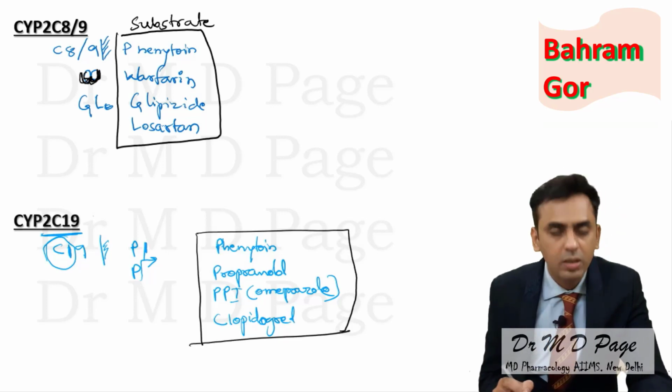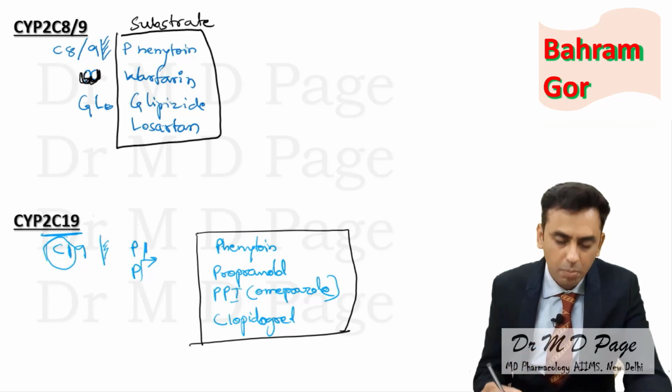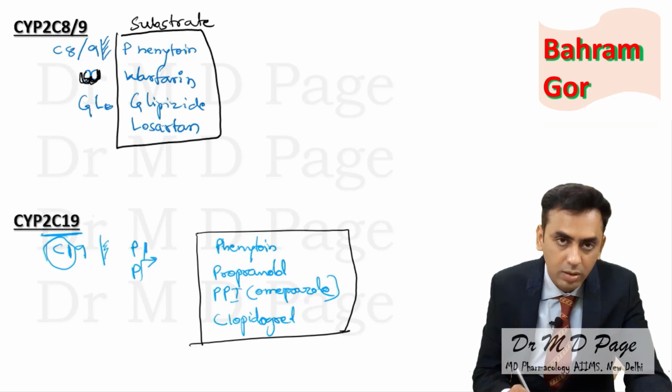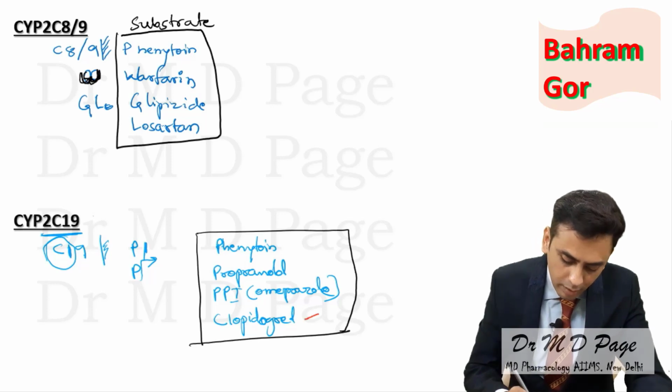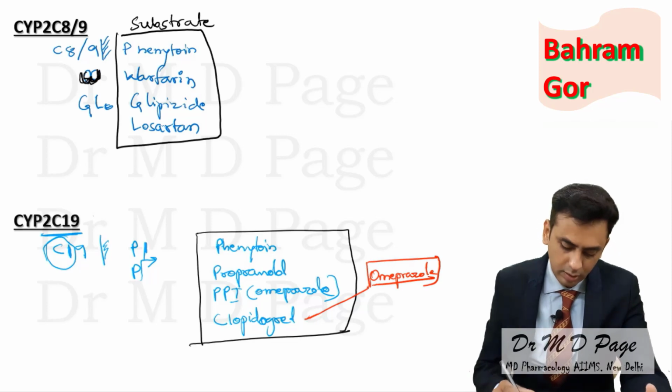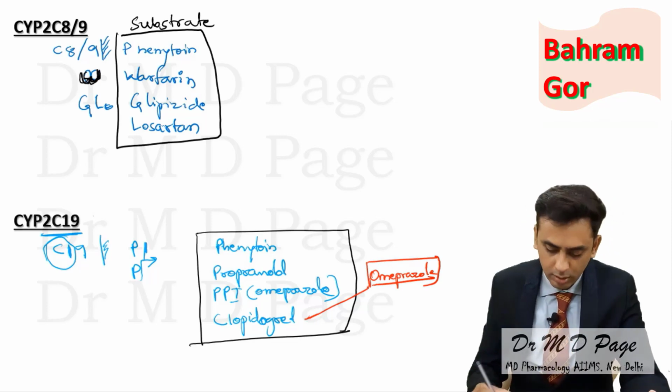One important inhibitor you have to remember, an example I already discussed in enzyme inhibition: clopidogrel's metabolism is inhibited by omeprazole. So this is an inhibitor you have to remember. So these are the substrates and omeprazole is the inhibitor.